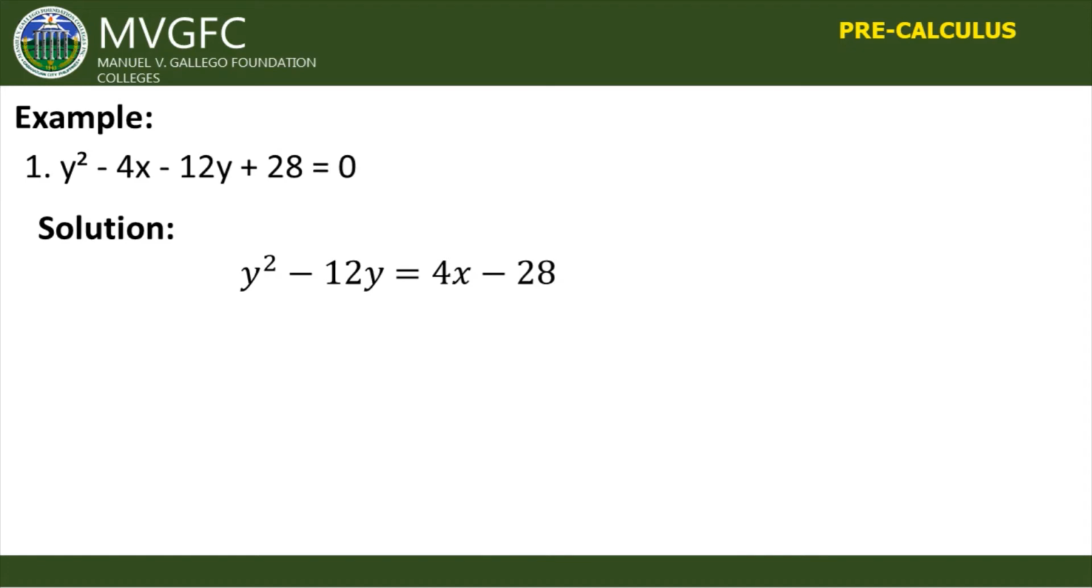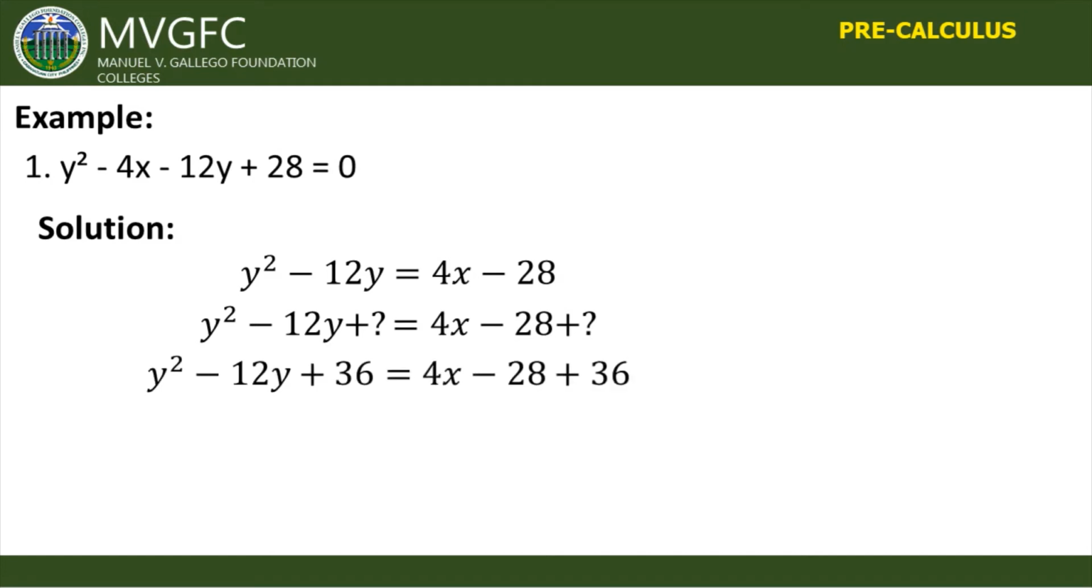Now the third step is for you to create a perfect square trinomial by completing the squares. So as you can see, we have here y squared minus 12y plus blank. That is for the third part, to create this perfect square trinomial. Then we have 4x minus 28 plus blank. So how do we get the third term?